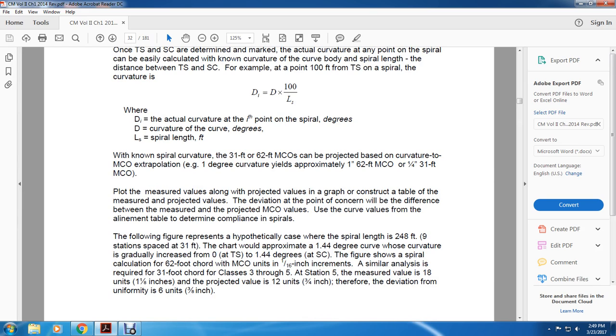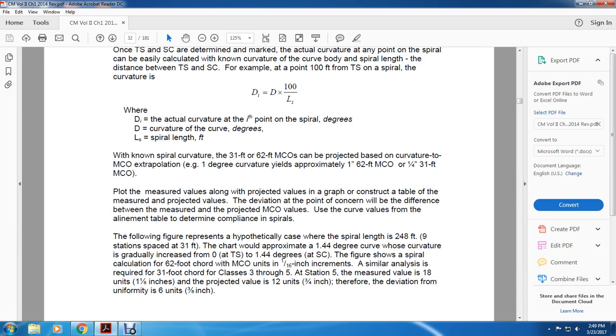With the known spiral curvature, the 31 and 62 foot mid-chord offsets can be projected based on the curvature. One degree of curvature yields approximately 1 inch for the 62 foot mid-chord offset and 1/4 inch for the 31 foot mid-chord offset. Plot the measured values along with the projected values on the graph of the alignment table. The deviation at the point of concern will be the difference between the measured and projected mid-chord offset values. Use the alignment table to determine compliance in spirals.